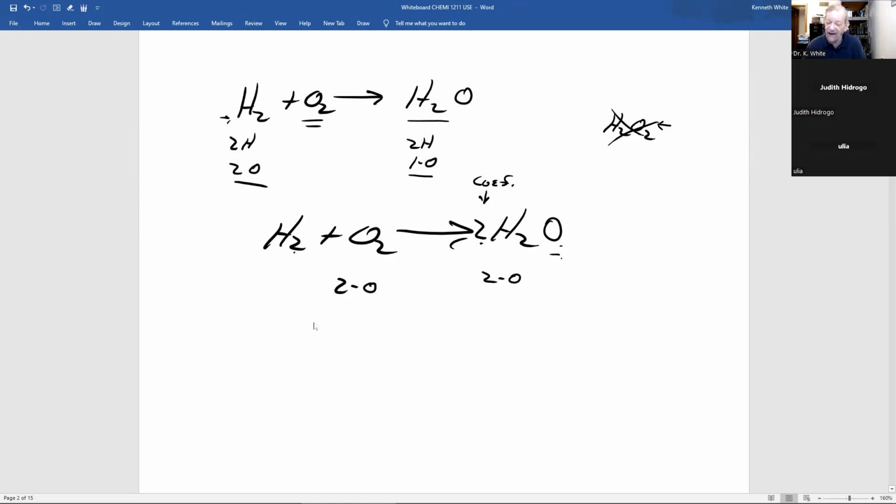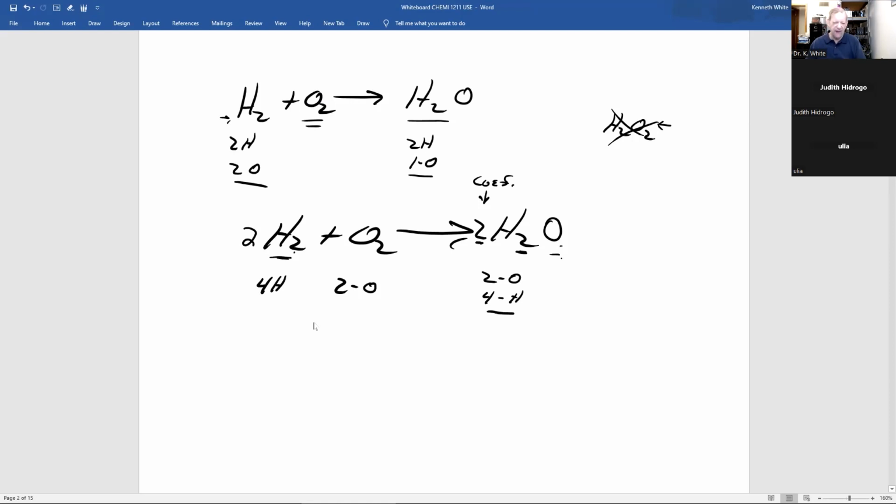But I now have more hydrogens. 2 molecules, each molecule has 2 hydrogens. 2 times 2 is 4 hydrogens. Well, this side only has 2 hydrogens. What do I do? Well, you change the coefficient. You want 4 hydrogens on both sides. Therefore, I'm going to change the coefficient. And lo and behold, we have 4 hydrogens.